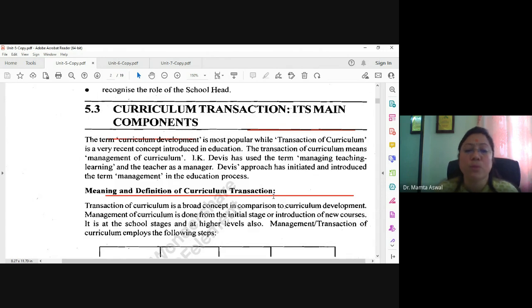Now, one more term evolves here, management. Earlier we were talking about curriculum transaction. Now one more term has been added, that is managing. So management of the curriculum: how the teaching learning will be conducted inside the classroom, what activities will be organized by the teacher, how the head of the school will deal with the teachers, the finances, the staff, and the other things. So management incorporates many elements and many factors basically. So here, how we are going to transact the curriculum.